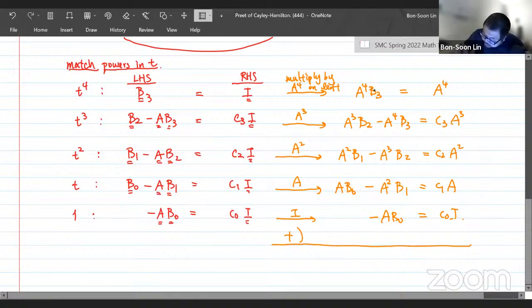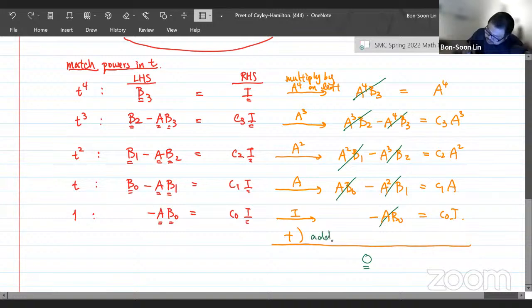A^4 B3 minus A^4 B3, that cancels. A^3 B2 minus A^3 B2, that cancels. A^2 B1 minus A^2 B1, that cancels. A B0 minus A B0, that cancels. This is what we call a telescoping sum. Right? It telescopes. It's add and minus, add minus, add minus. So the left-hand side is the zero matrix.